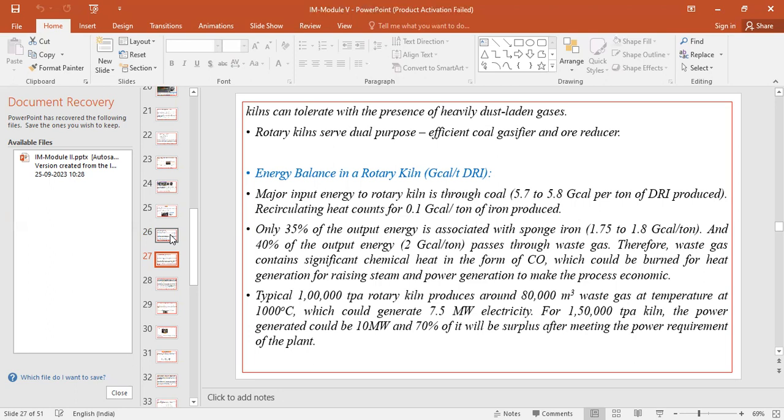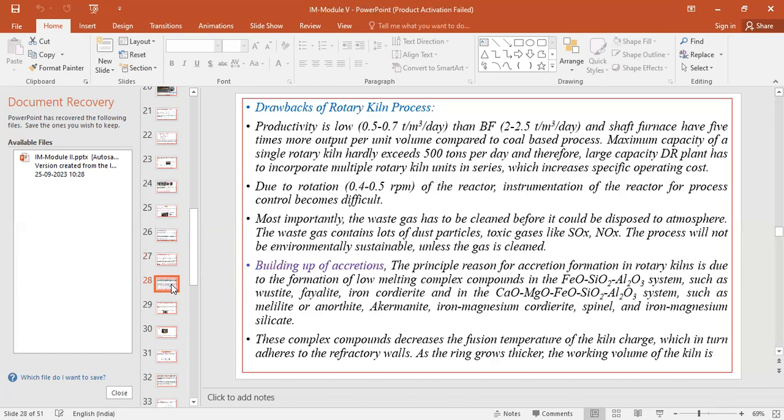And if you use this volume of waste gas at this temperature, certainly we can produce electricity of around 7.5 megawatt. And for a 1,50,000 ton per annum kiln, the power generation could be 10 megawatt, and 70% of it will be surplus after meeting the power requirements of the plant. So you can produce surplus electricity beyond what is required within the plant. This is one of the advantages, that you can sell it out.